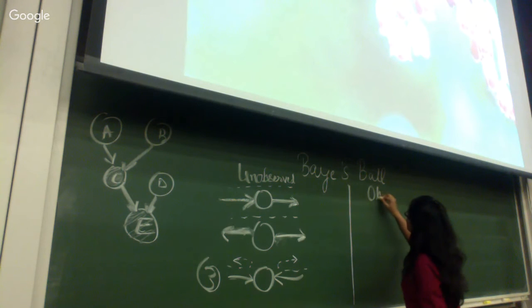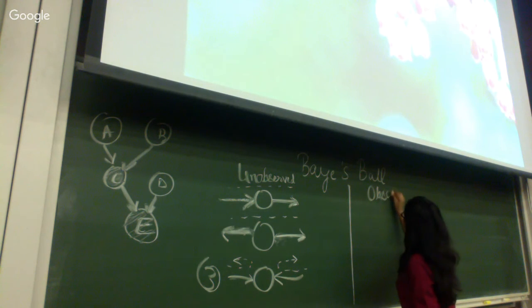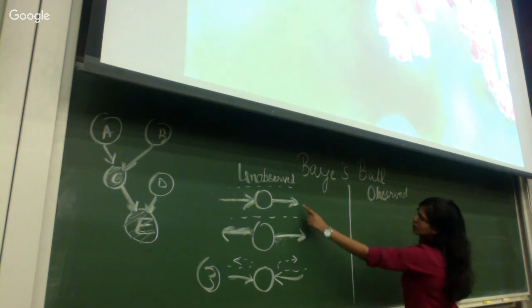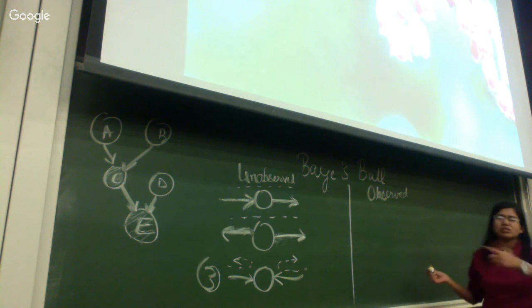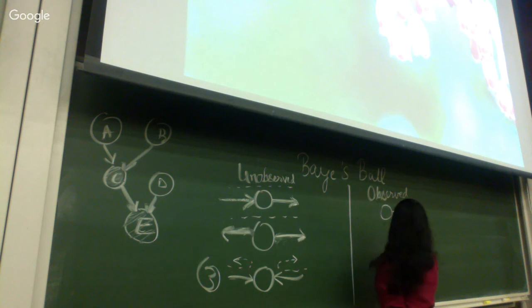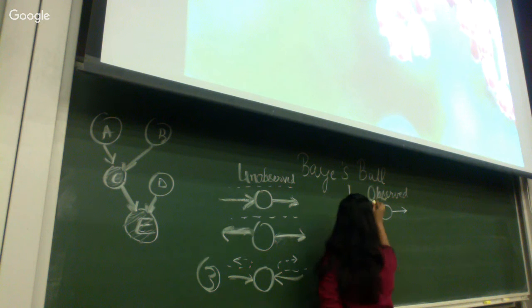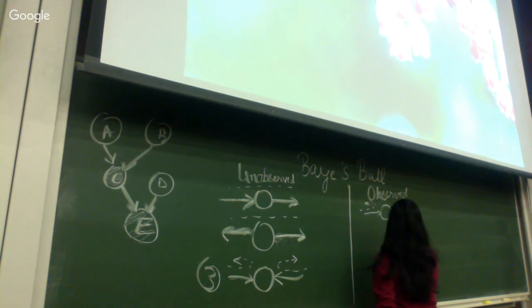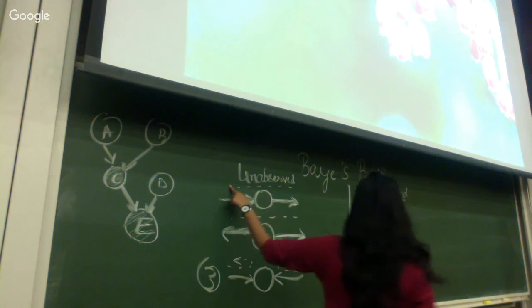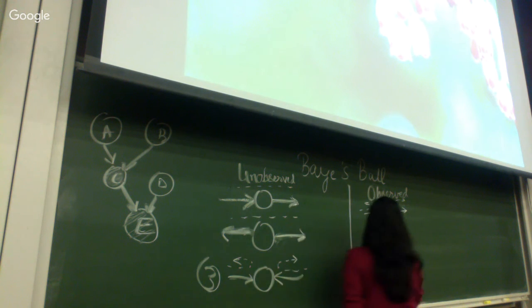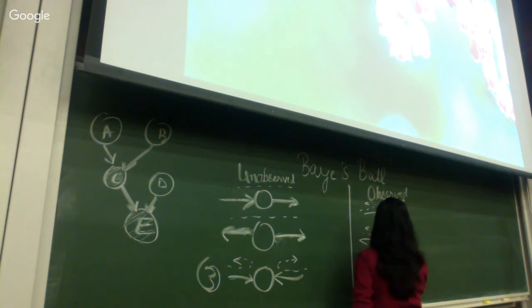For the observed case, the entire thing is the opposite of unobserved. So for the first case, where you have one incoming and one outgoing arrow, the path does not exist. So it's totally the opposite of what we had seen in this case. Similarly, with two outgoing arrows, the path does not exist. And these are observed.